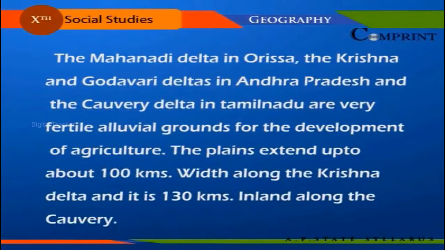The Mahanadi Delta in Orissa, the Krishna and Godavari deltas in Andhra Pradesh, and the Kaveri Delta in Tamil Nadu are very fertile alluvial grounds for the development of agriculture. The plains extend up to about 100 kilometers width along the Krishna Delta, and it is 130 kilometers inland along the Kaveri.